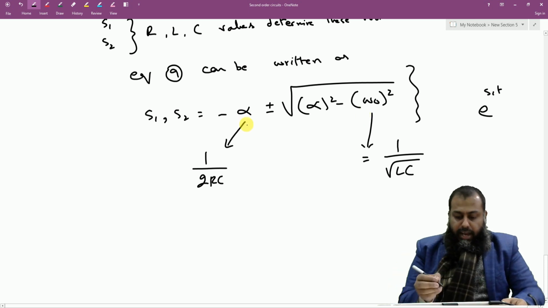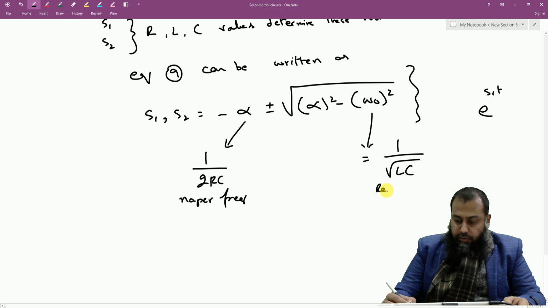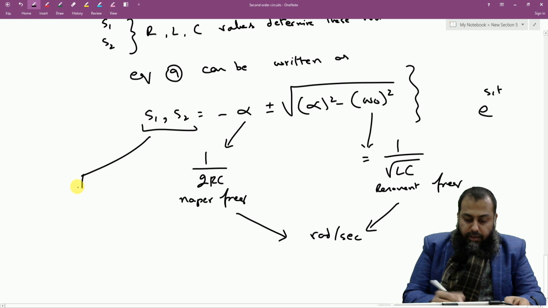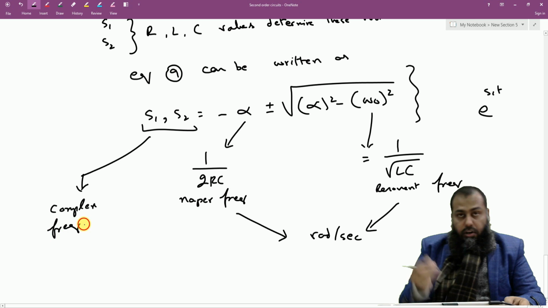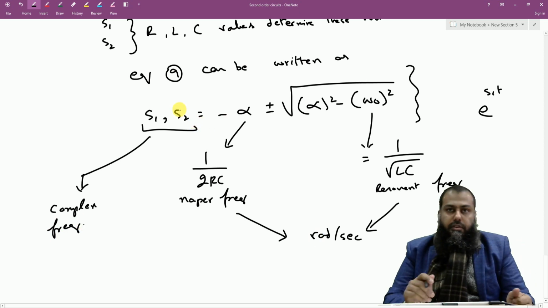Notice here that this alpha is popularly known as the Napier frequency, and this omega naught is known as the resonant frequency. And both of them have a unit of radian per second. And here we have this S1 and S2. These are known as the complex frequency, and it also has a unit of radian per second, because the equation on the other side has a unit of radian per second.